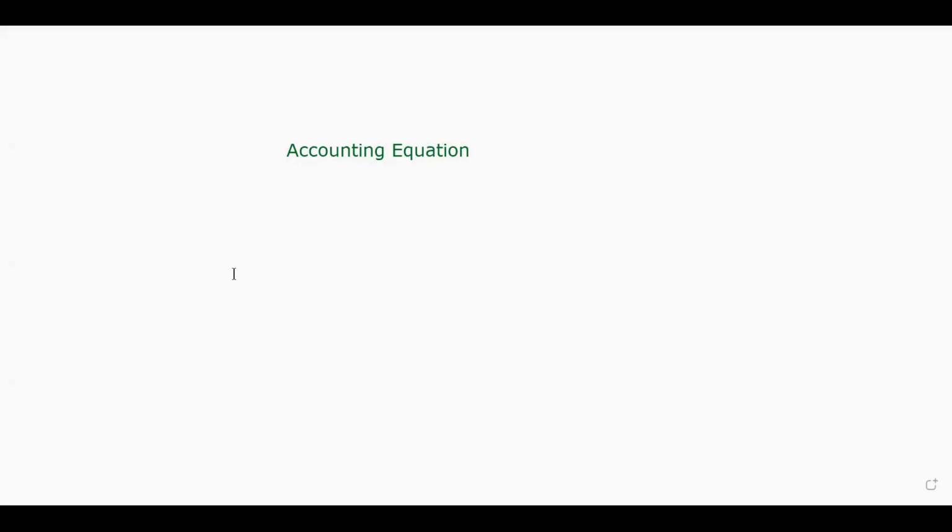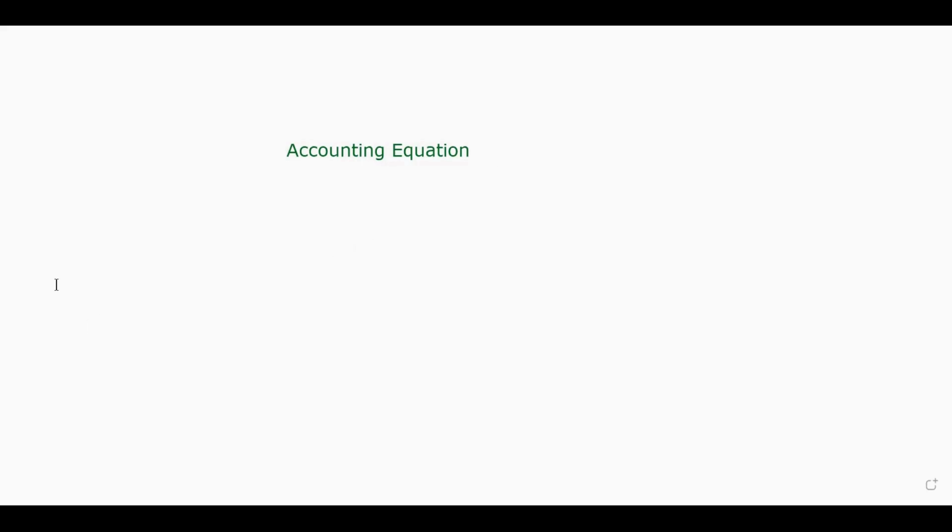Welcome to Course Dunia. From this accounting equation, we can get the knowledge about the financial status. That means how much of assets the company has, and how much of liabilities the company has. So the entire concept will be explained in the accounting equation.